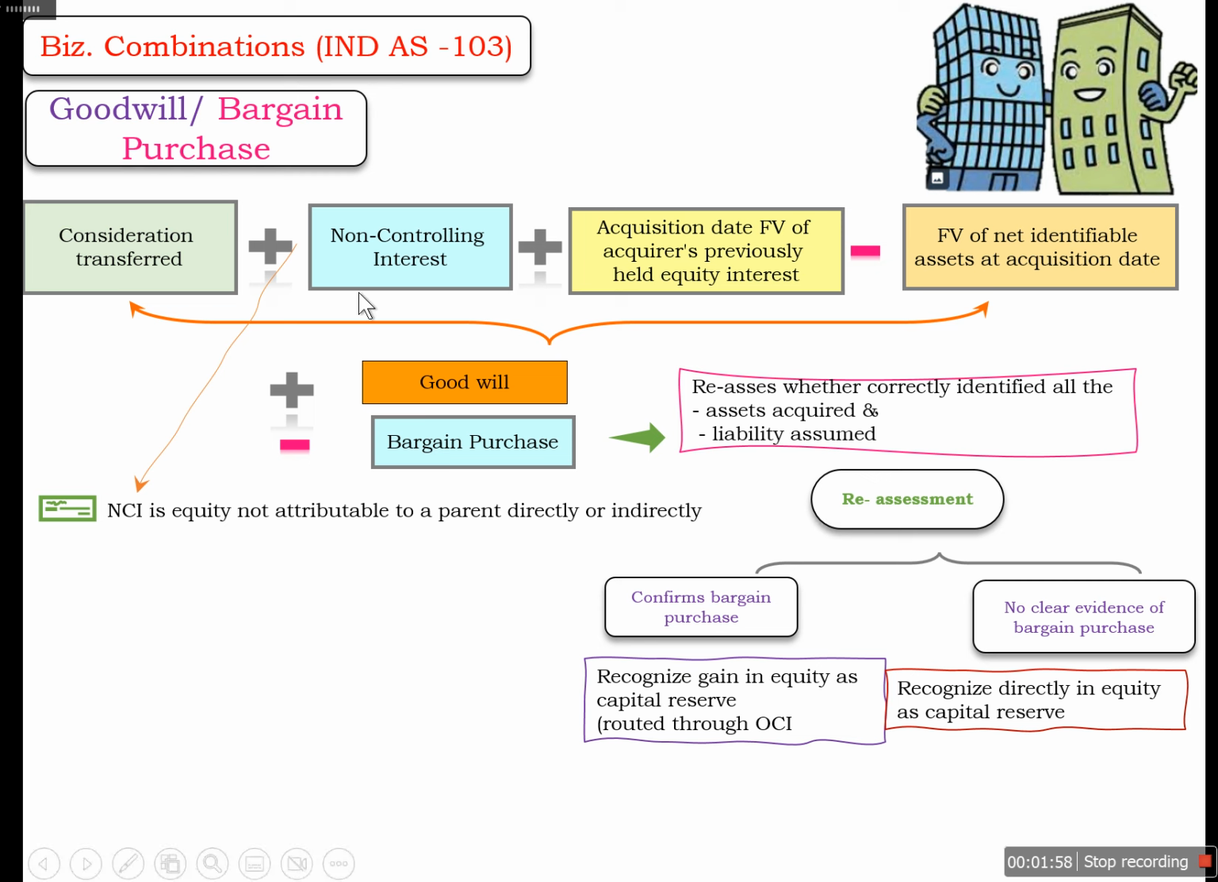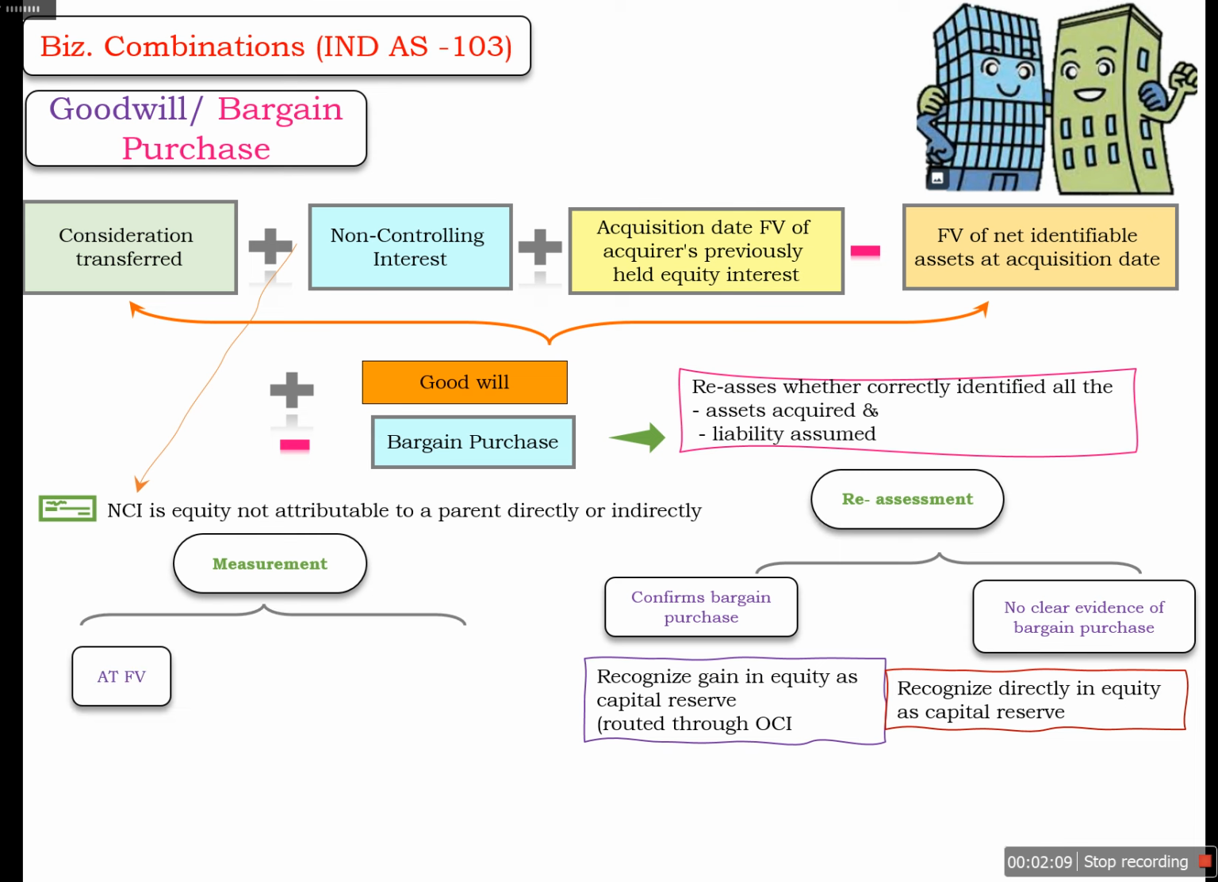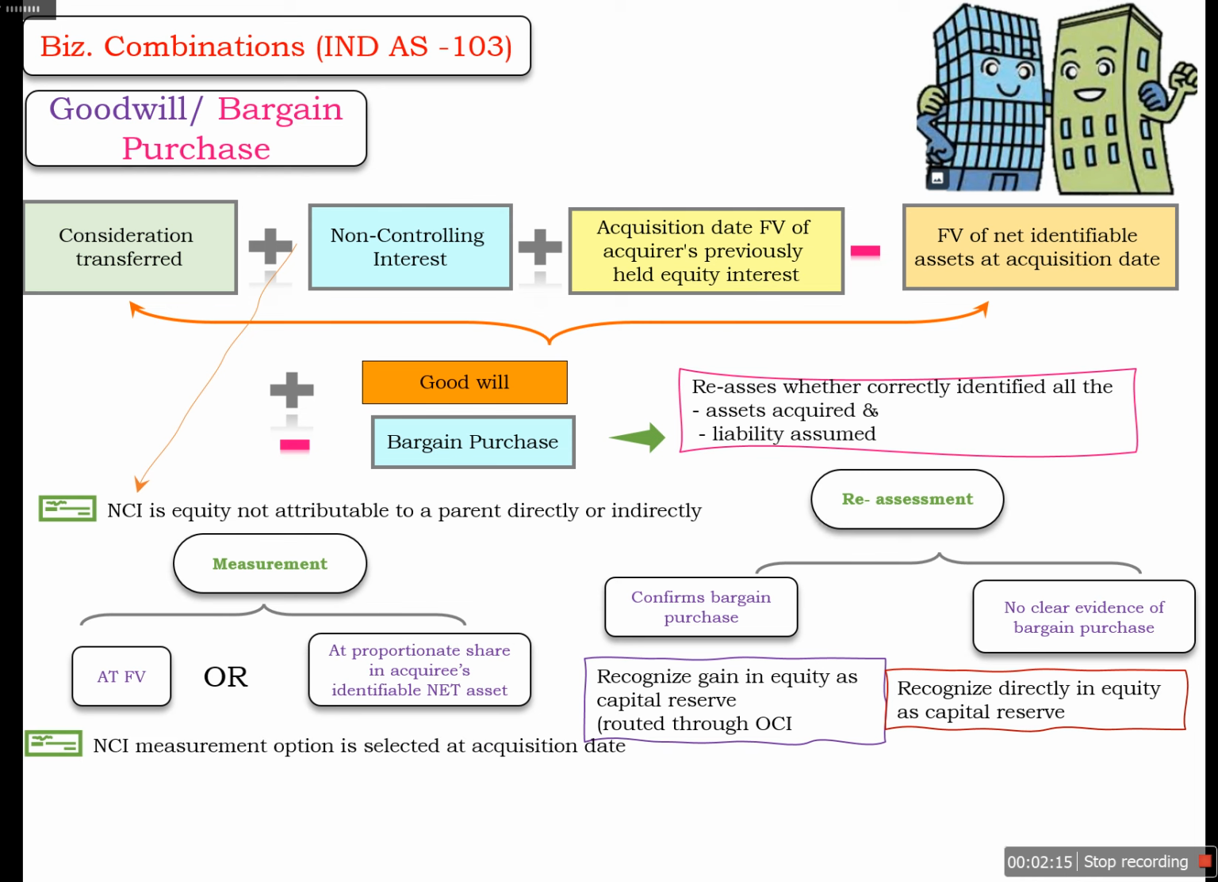Next is the NCI. It is equity that is not attributable, directly or indirectly, to the parent. And NCI we need to measure at fair value or at proportionate share in the acquiree's identifiable net assets, and it is optional to choose which option we want to adopt for valuation of NCI. This choice is made for each business combination. It is not a policy choice.